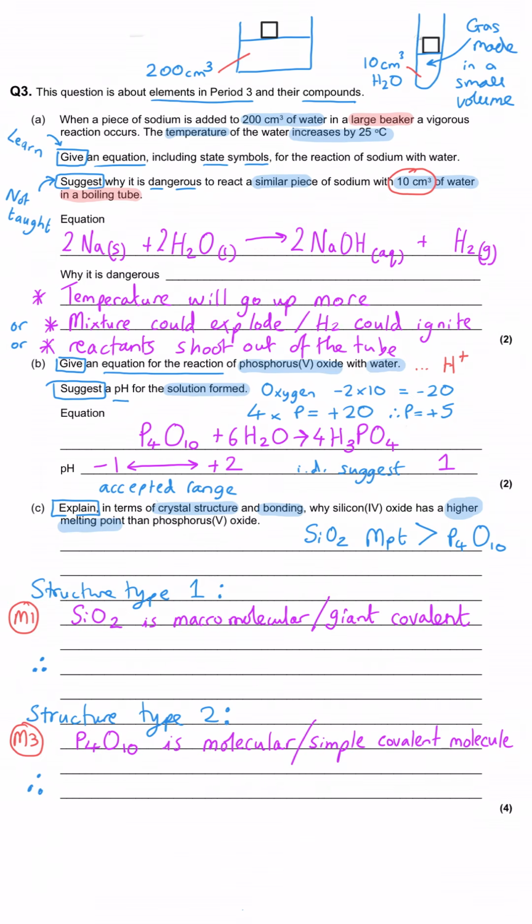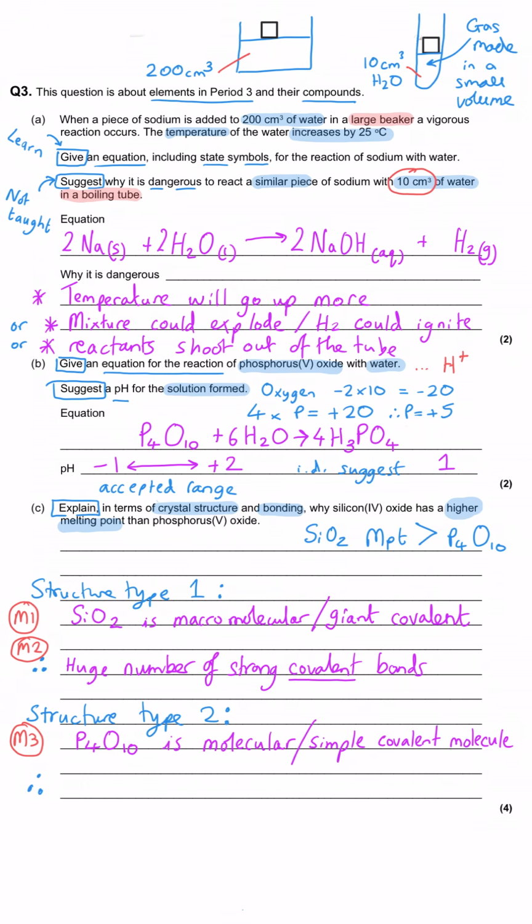And so now we've established what that structure is, we now need to just compare the forces or bonds, depending on which we're talking about, that need to be overcome to melt that substance. And so since SiO2 is macromolecular, what we're overcoming is very strong covalent bonds between those atoms within the silicon dioxide.